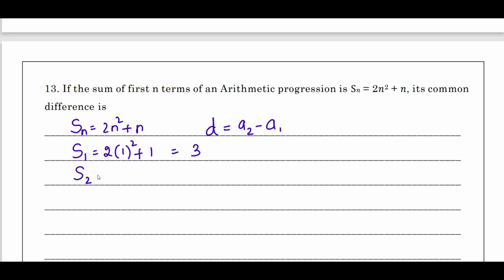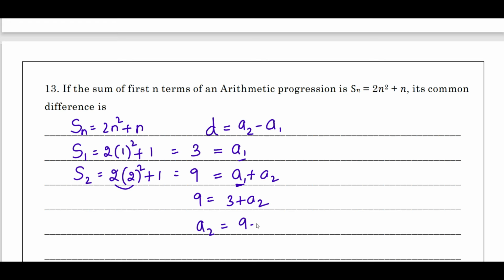What is S2? S2 is replace n by 2. 2 into 2 square plus 2. 2 square is 4, 4 into 2 is 8, plus 1 is 9. Now S1 is A1, and S2 is the sum of two terms. Now A1 is 3. We got A1 as 3. Now substitute A1 in this equation: 9 equals 3 plus A2. Now A2 equals 9 minus 3. We get A2 equals 6.